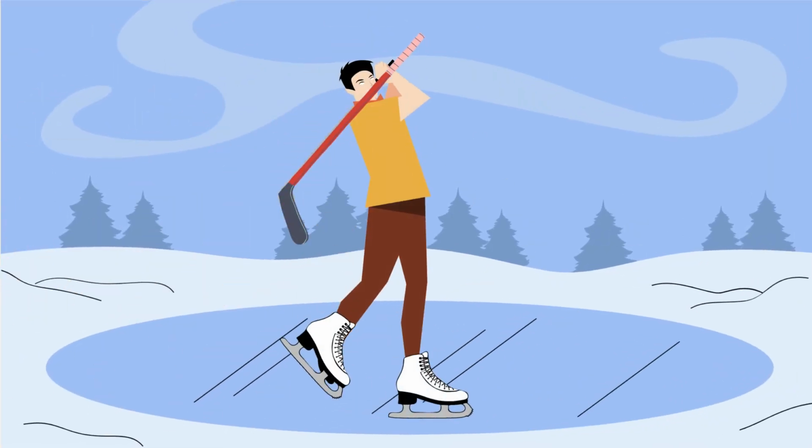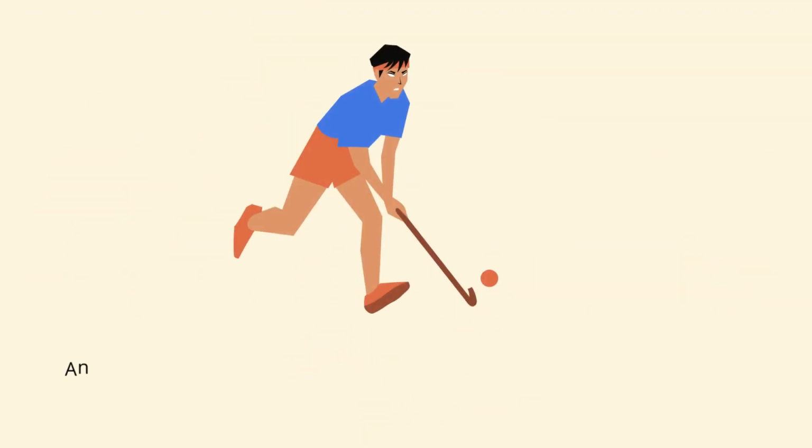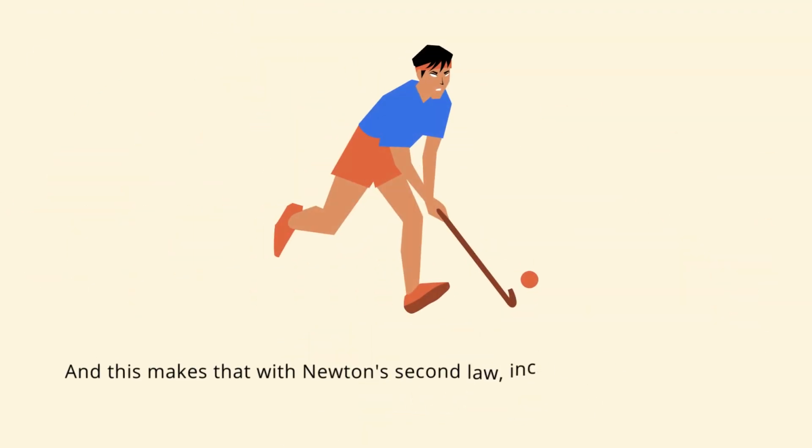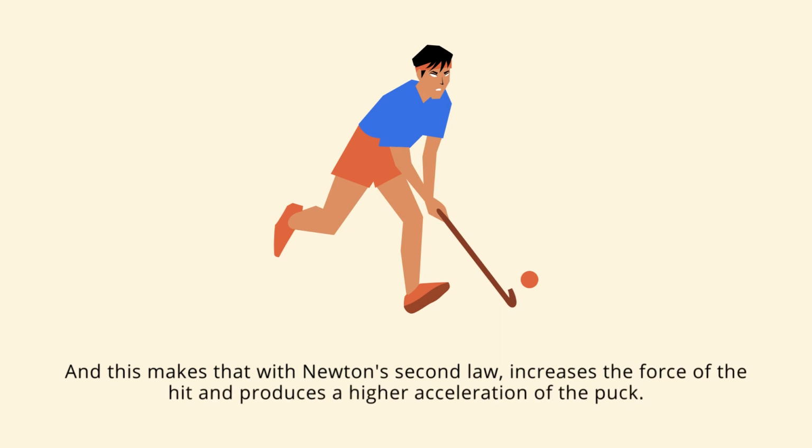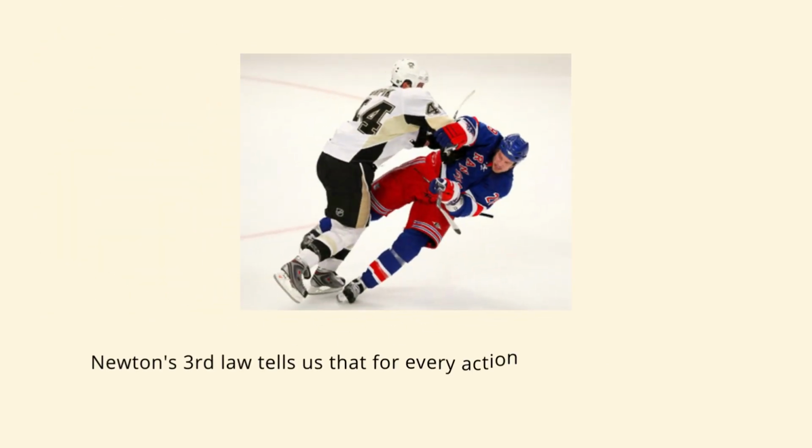Potential energy is also an important topic when a player hits the puck. He lifts the stick to shoulder level to increase this energy, because potential energy depends on height. And this makes, with Newton's second law, the force of the hit increase and produce a higher acceleration of the puck.